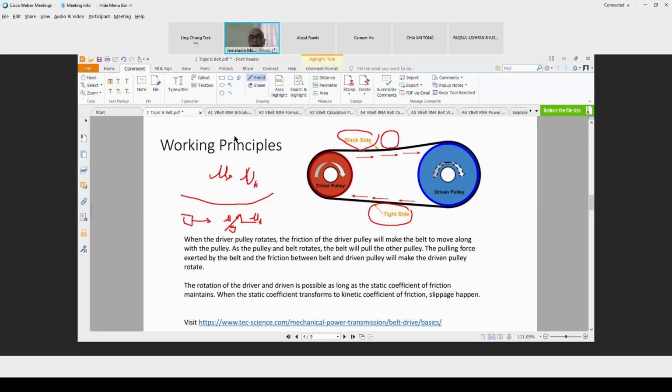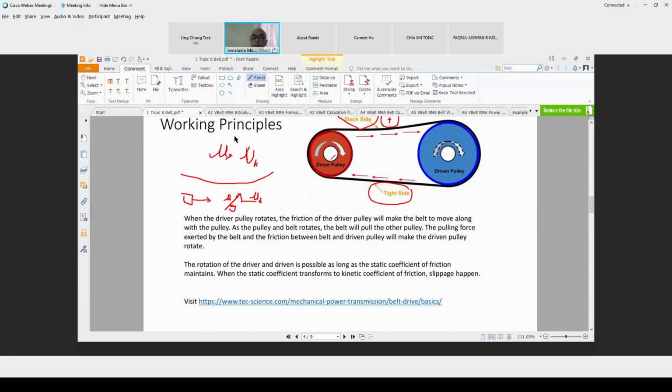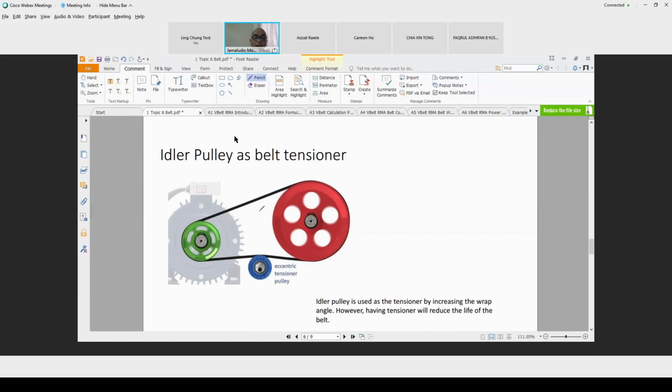We are going to make this a bit more tense, and we're going to make the wrap angle larger. Is it right? Yeah. Okay, we have tension here. We make the slack side a bit more tense, and the wrap angle larger. The idea of the tensioner is actually more on the wrap angle. The main idea is that when we have more wrap angle, that means we can transfer more power.